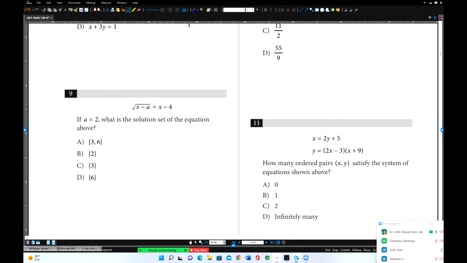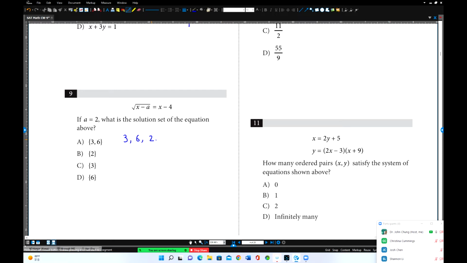I told you many times about these radical equations. When you have radical equations, do not solve it. Okay? You don't have to solve it. Just check it out, because they gave all possible answers already. The possible answers are what? 3 and 6. Only 2 possible answers. Okay?